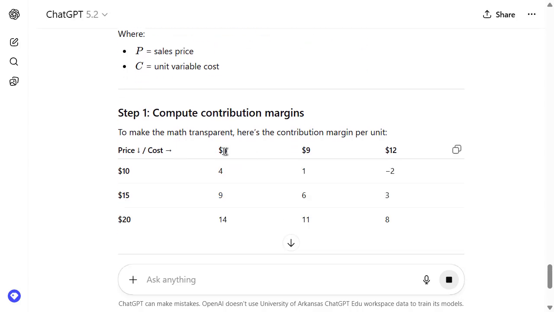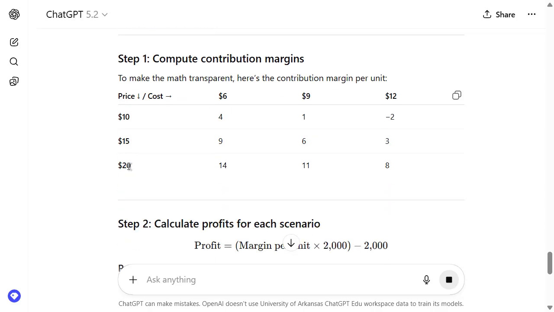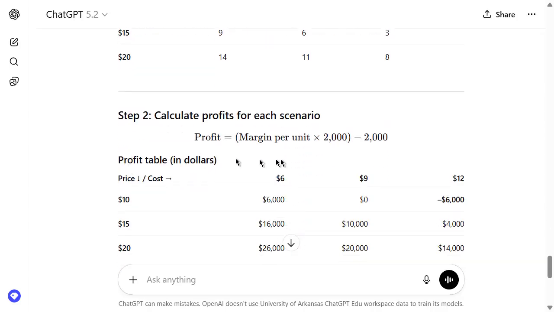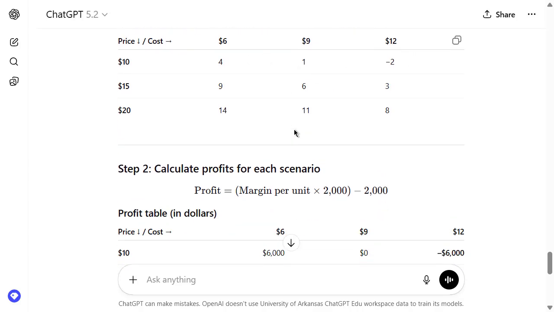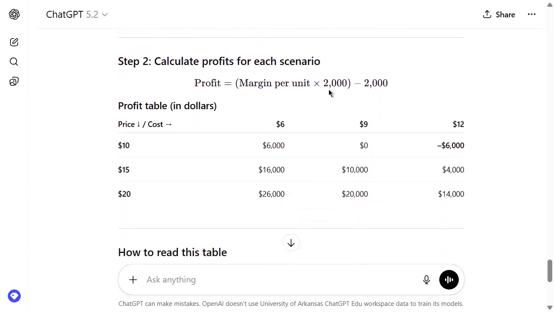So here's my unit variable cost, and here is my price of what's being charged. And now it's going to say, hey, we're going to take that contribution margin per unit that we just calculated here and multiply that by the 2,000 units and then subtract the fixed costs. And so here is the profit table.